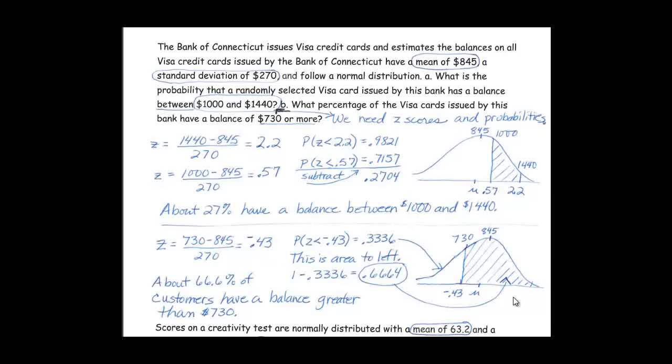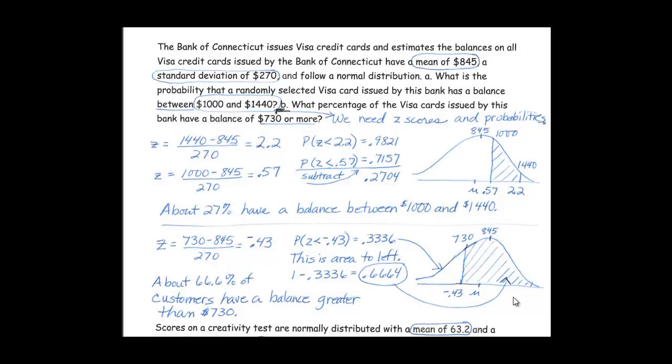Okay, we're going to wrap up this section with a few more examples, applications of the normal distribution. In this problem, the Bank of Connecticut issues Visa credit cards and estimates the balance on all Visa credit cards issued by the bank have a mean of 845 and a standard deviation of 270, and follow a normal distribution. We have two parts to this.